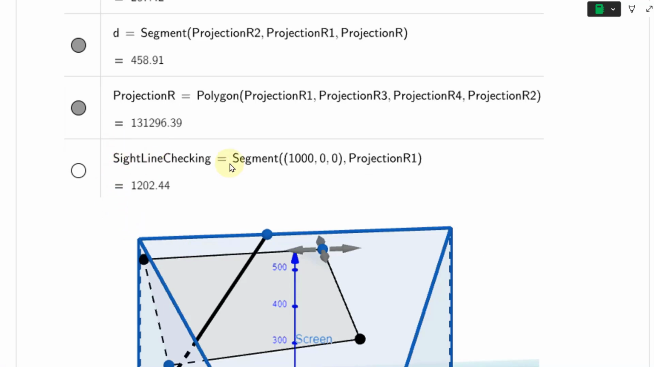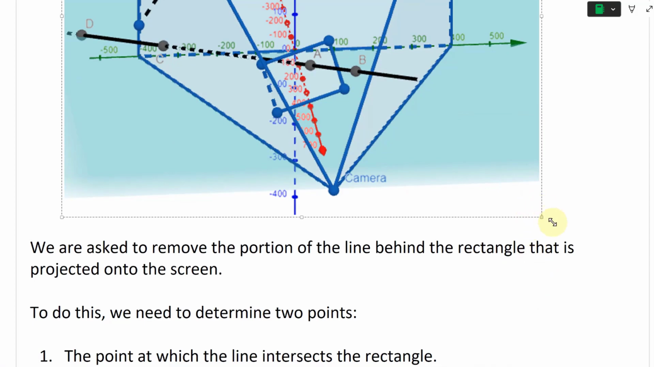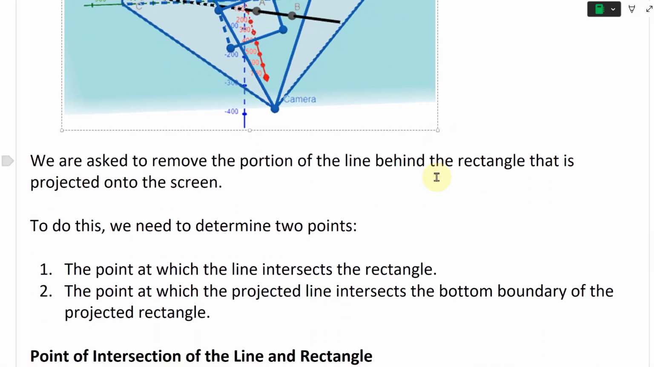And then I also have a sight line check here, and you can change this R1 here and draw a line through here, and so on, just to double check the work. So we'll do that. I'm going to lower this.